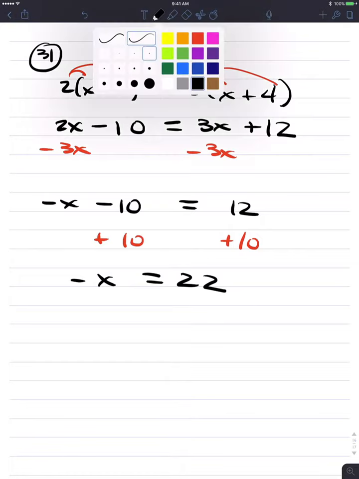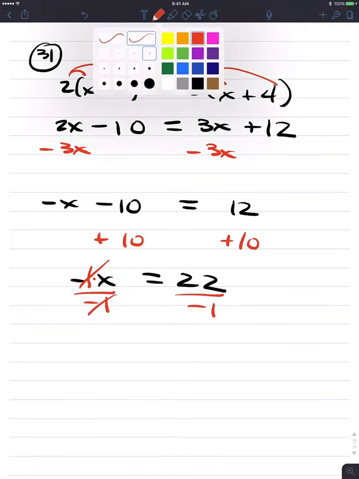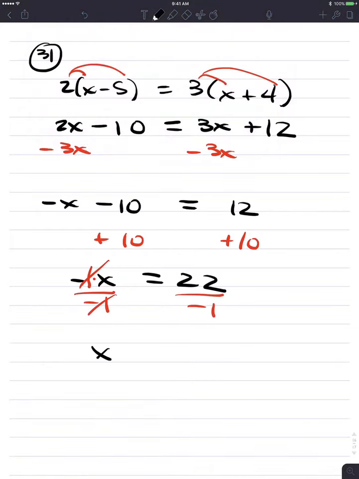Let's not forget what negative x actually is. It's negative 1 times x. So I divide both sides by negative 1 to get cancellation. I end up with x equals a positive divided by a negative, which is negative 22.